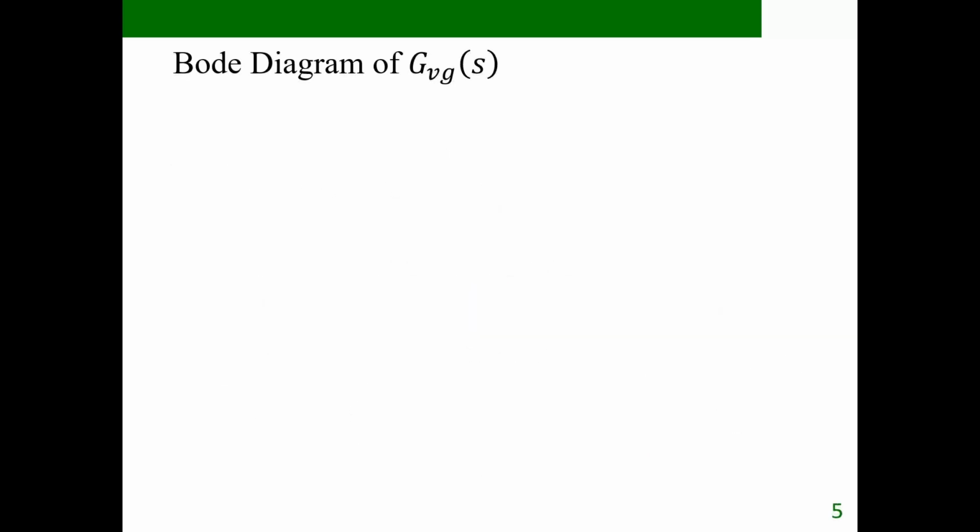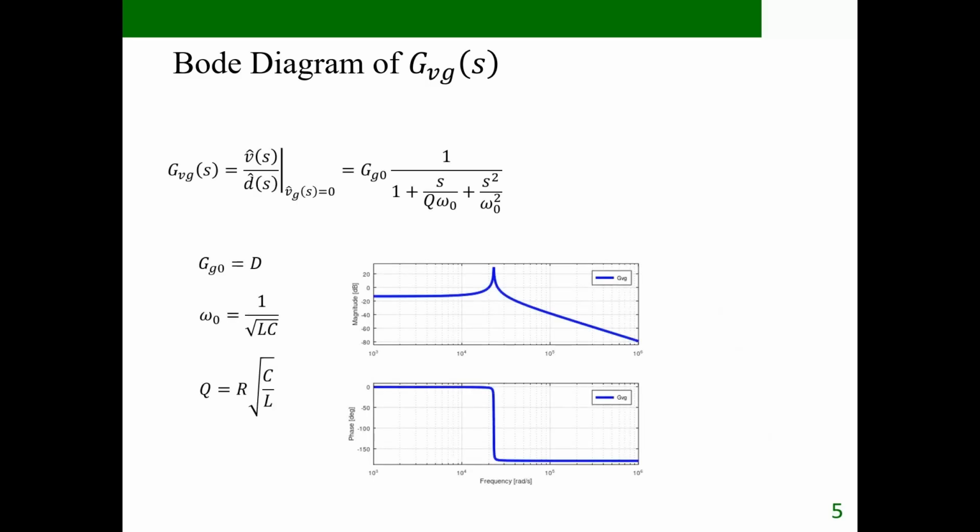Here is the line to output transfer function GVG of S along with its parameters and Bode diagram. Just like before, the denominator is the same second order LC system, but now the low frequency gain is simply the duty cycle D. This means that input voltage disturbances are transferred to the output proportionally to the operating duty cycle. Here are the exact parameter values used for this plot, the same as in the previous slide. At a low frequency, the gain is 0.22 or minus 13.06 decibels. This tells us how much of the input voltage ripple appears at the output in steady state.